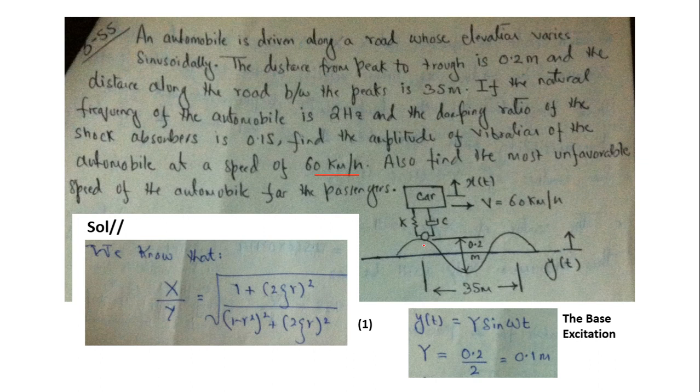So this figure, we can actually draw by reading out this problem. Okay, they are saying that the road is basically an uneven road. It's a rough road whose elevation varies sinusoidally. So this is a variation of elevation sinusoidally plotted here, and they are saying that the distance between peak to trough is 0.2 meter. Okay, so basically this distance is only 0.1 meter. This means that this distance is 0.1 meter.